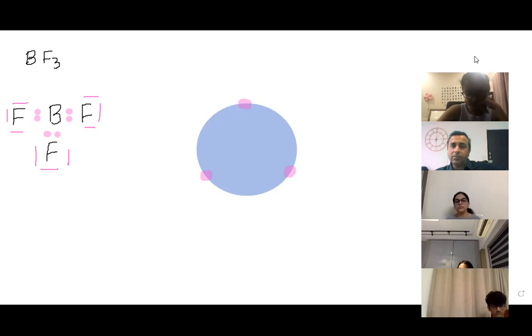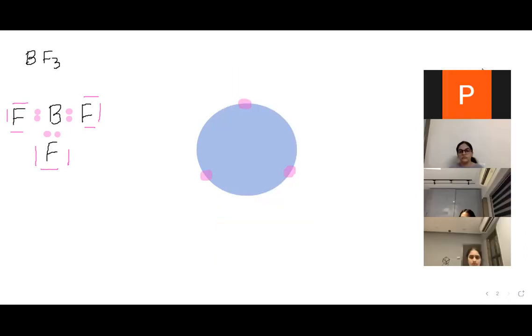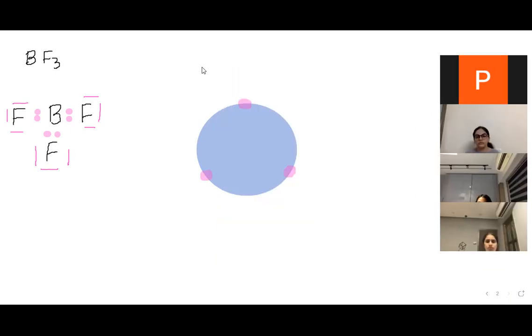Yes, anyone? No, sir. So the 3 electron domains will be kept in this way only. So 3 electron domains will always be arranged like this. The electron domain geometry is triangular planar.